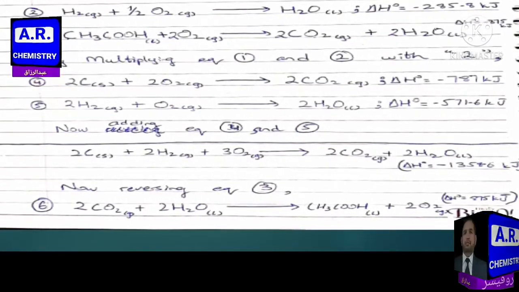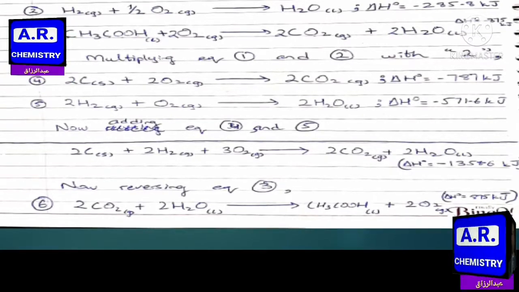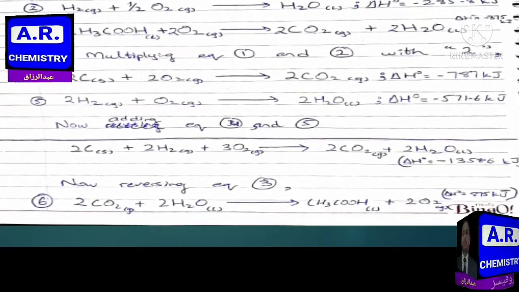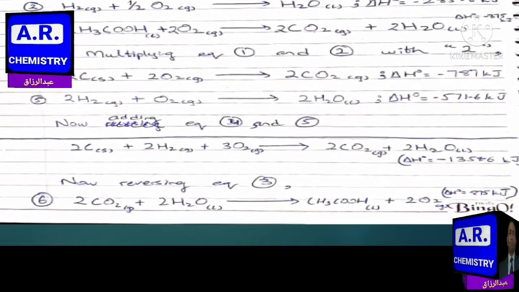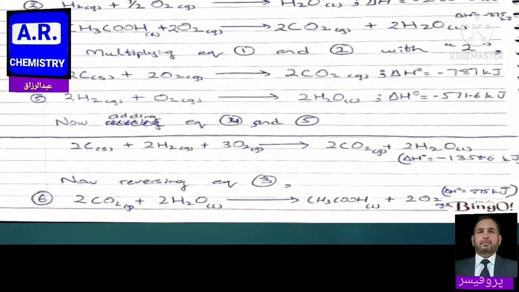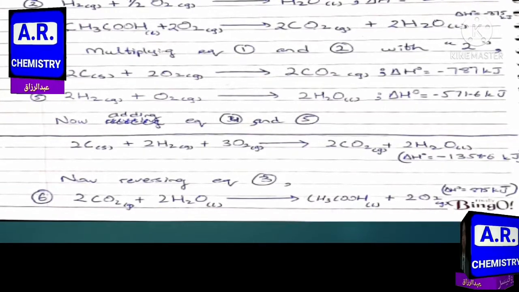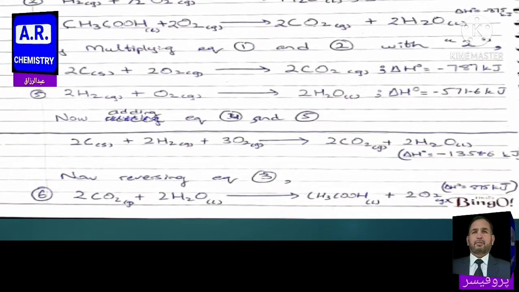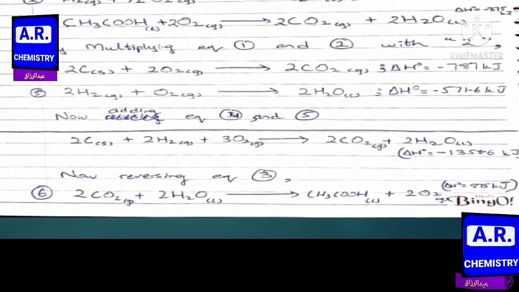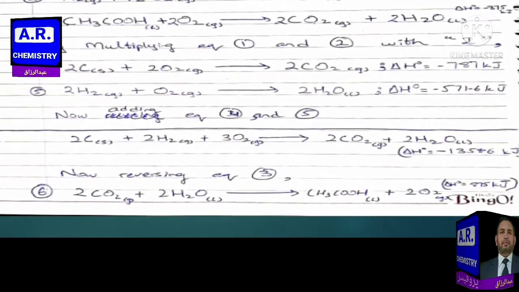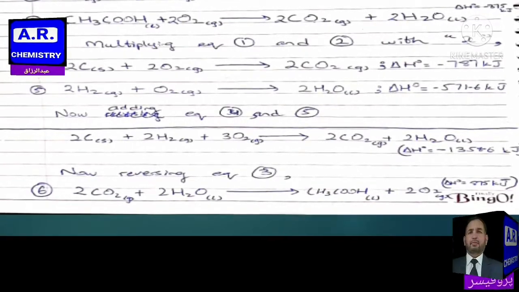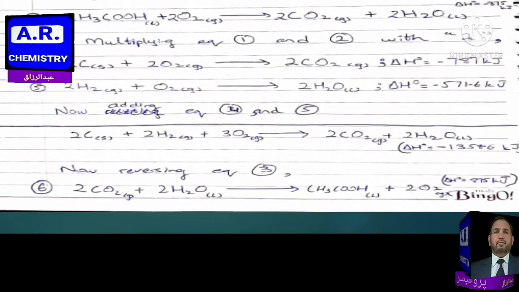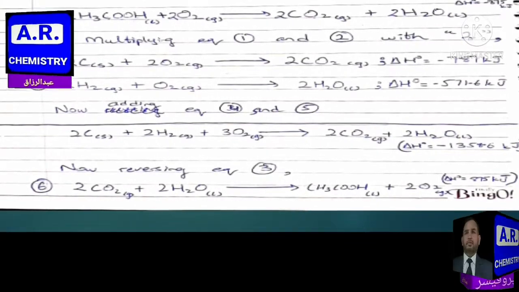When you multiply these equations, you also have to multiply the energy or heat values. So when you double carbon dioxide, then its heat value should also be doubled. The same is the case with water, that is 393.5 multiplied by 2 and 285.85 multiplied by 2, and you will get these values in front of these reactions.